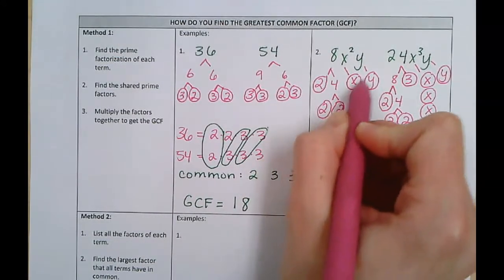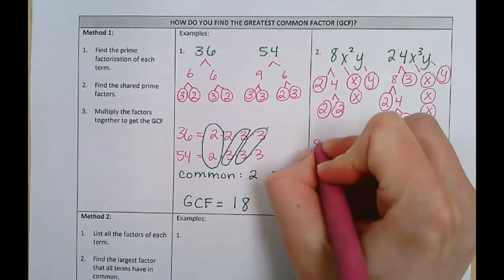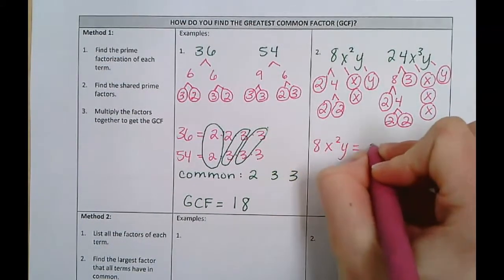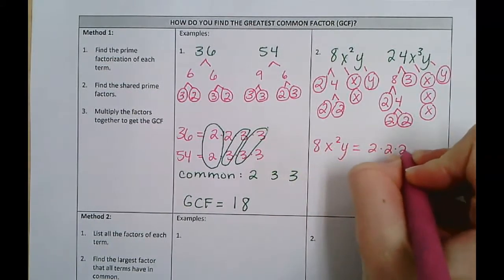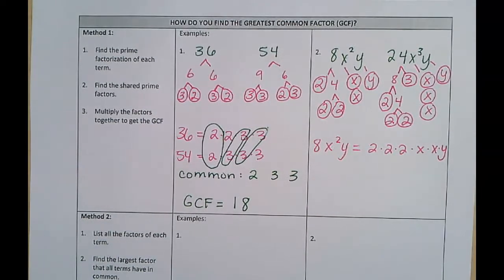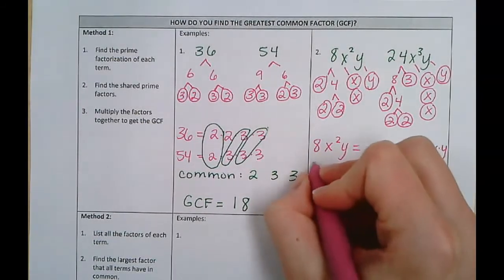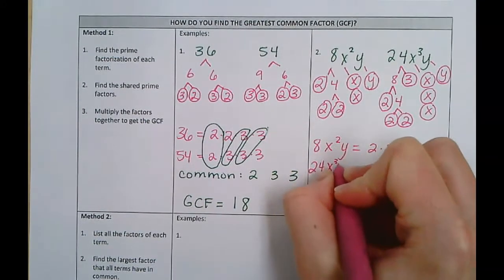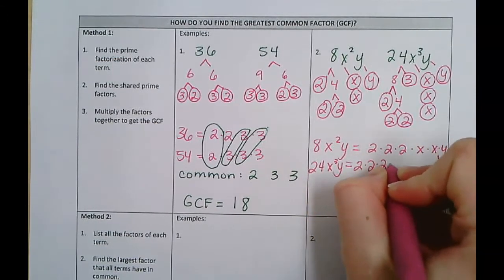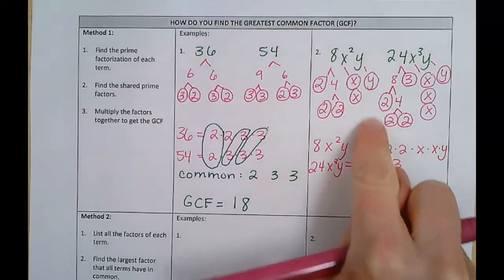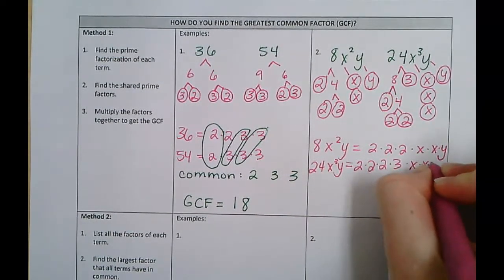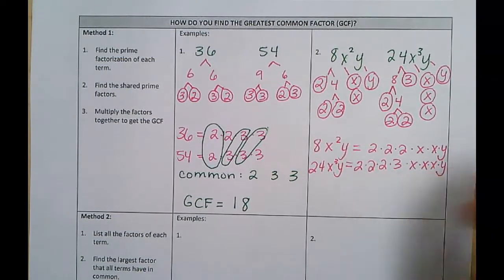Now, the pieces that I circled are going to be my prime factors. For 8x squared y, 2 times 2 times 2 times x times x times y. For 24x cubed y, 2 times 2 times 2 times 3. Don't forget all the numbers that were prime. X times x times x times y.